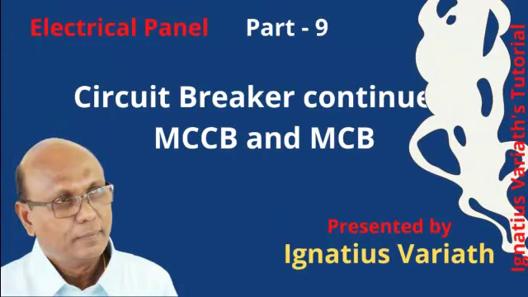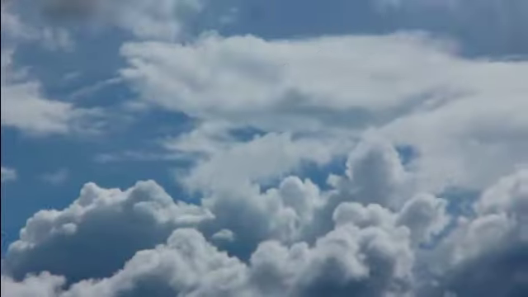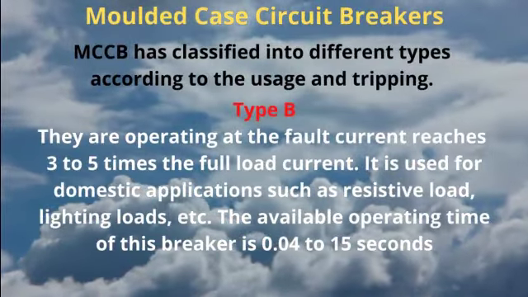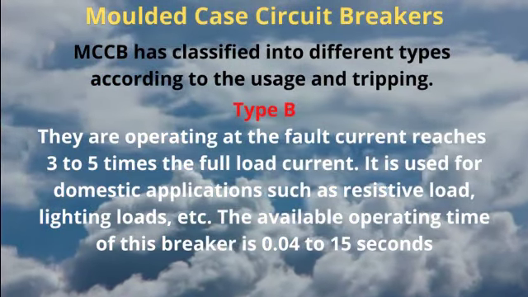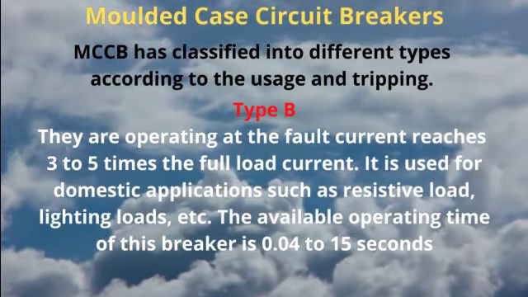Electrical panel. Part 9. Circuit breaker continues. MCCB and MCB. MCCB is classified into different types according to usage and tripping.